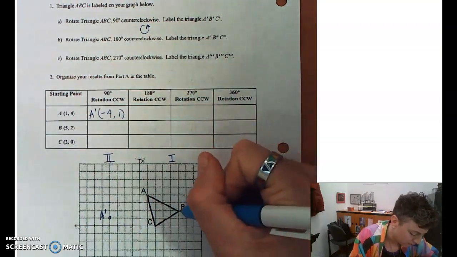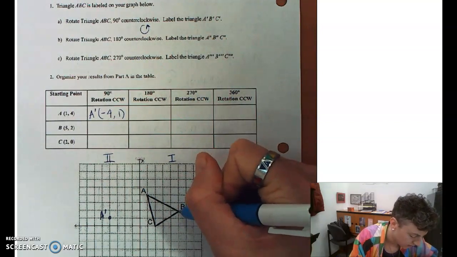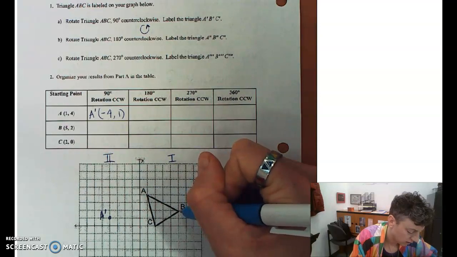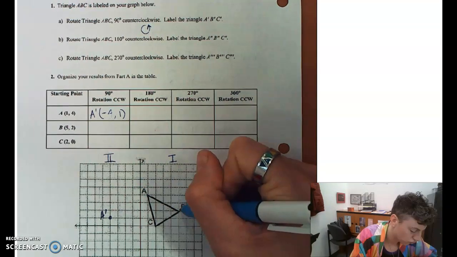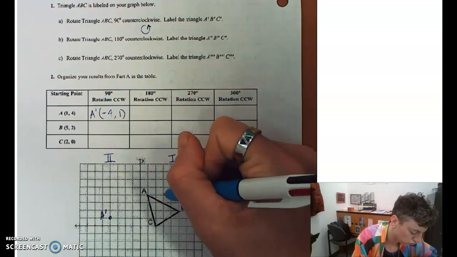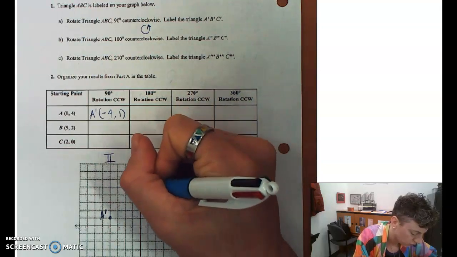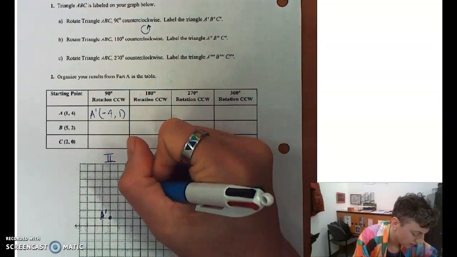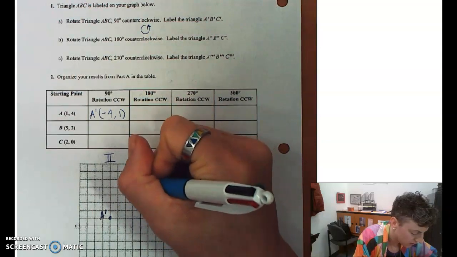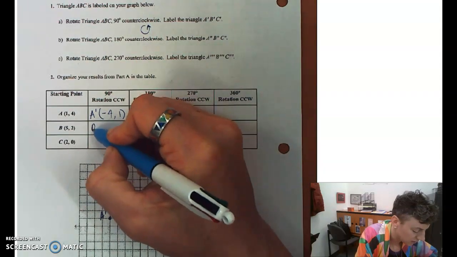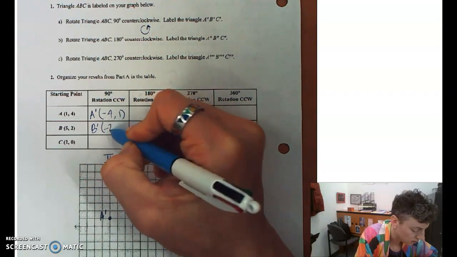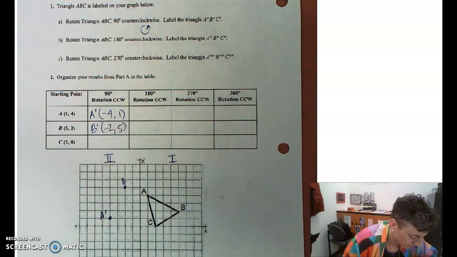And B was at 5, 2. It's going to rotate counterclockwise and go to -2, 5. B prime is at -2, 5.